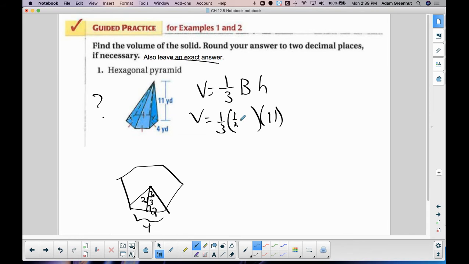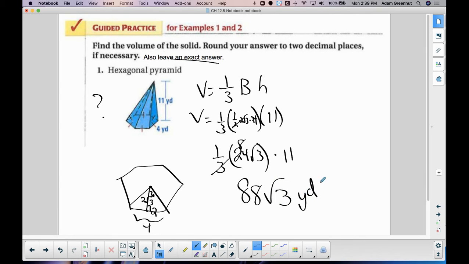I'm going to do half times the apothem of 2 √3 times the perimeter of 24. Am I squeezing too much there? And I have half of 2 √3 is √3 times 24, which was the perimeter, and I get 24 √3 for the area of my base. And then I'll do it times 1/3 times 11. 8 √3 times 11 is 88 √3, and this is cubic yards.